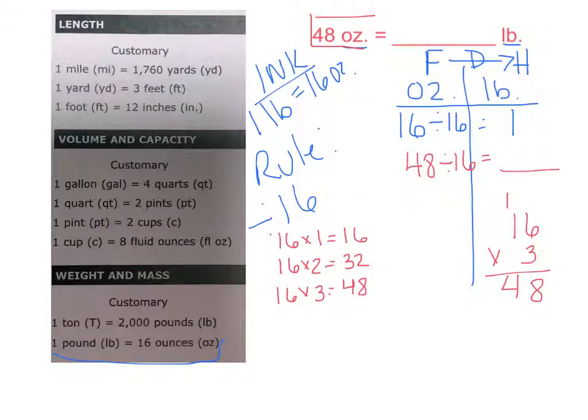So if I look at my multiplication facts here, I can see, using my fact family, that if 48 divided by 16 equals something, then 16 times something is going to equal 48. So I know that my answer is 3 pounds.